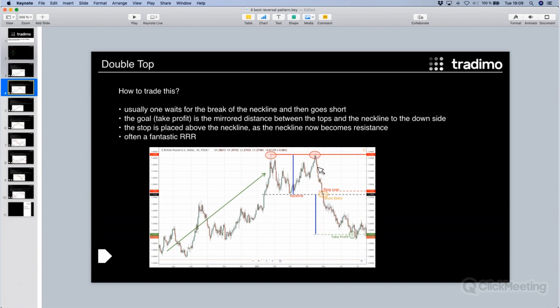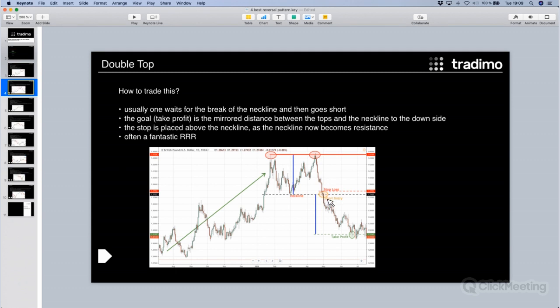So if the neckline breaks, then you can enter the market, for example, with a pending order. You see the market goes down, and at this point you think, if the level breaks, then I want to go short. You can place a sell stop order below the neckline, and then your order will fill as the market goes through.